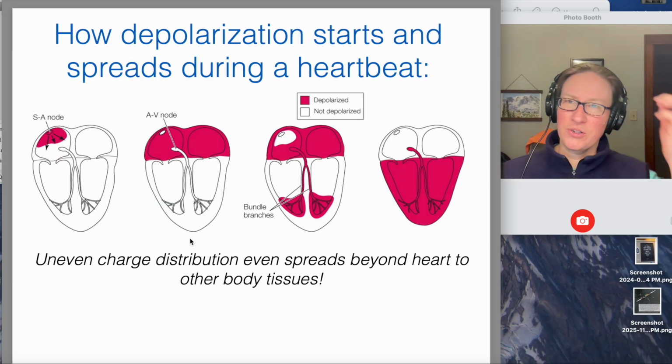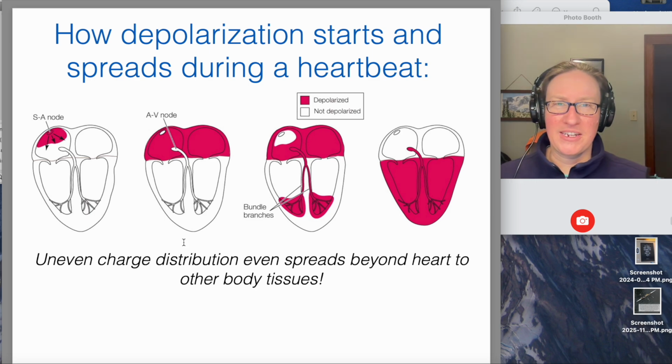So here's another cartoon just to illustrate how depolarization starts and then spreads over the course of a heartbeat. And here we're actually starting at stage 5 of how I outlined the heart cycle, atrial systole. Right, so the signal will originate at the sinoatrial node. It will then be conducted across the heart cells, so that will lead to contraction of the atria, right, both of the atria together. But then it's blocked, right, at the fibrous tissue layer between the atria and ventricles.